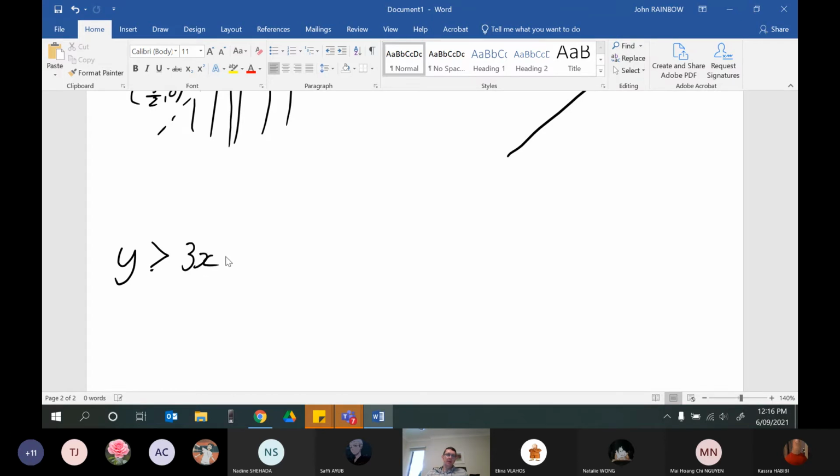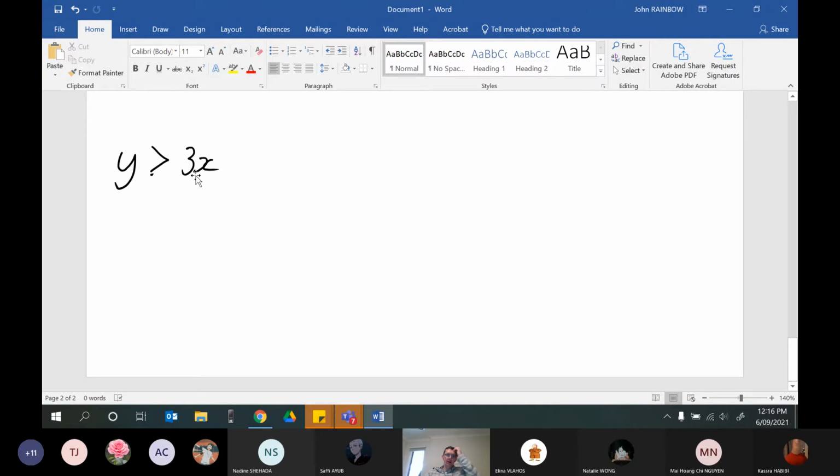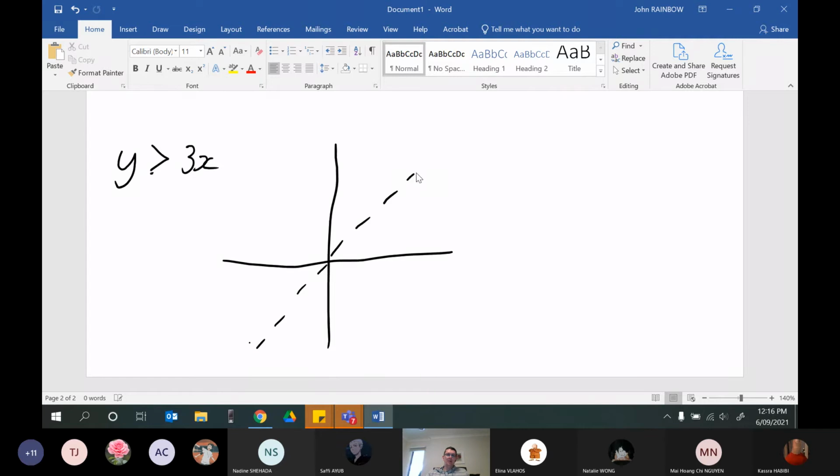Okay. So here, if I've got y is greater than 3x, well, if you think about 3x, it doesn't have a y-intercept, it's got a gradient of 3 on 0. That goes through the origin. Now, I know it's going to be kind of like this, okay? Because it's not equal to, it's going to be a dashed line.